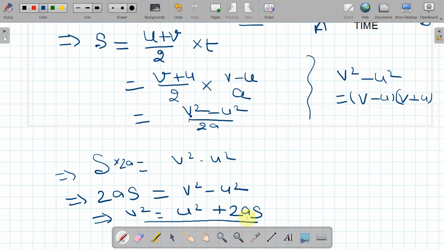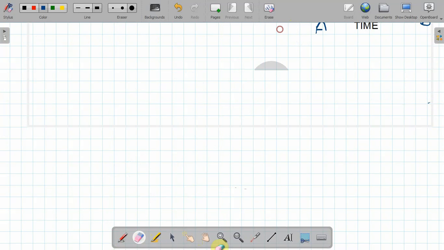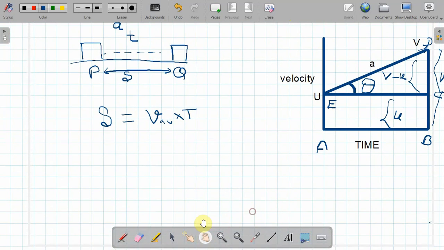So friends, we have learned all the three basic equations of motion, that is V is equal to U plus AT, S is equal to UT plus half AT square, and V square is equal to U square plus 2AS. So now I am going to share some tips for the application of these basic equations of motion, which will be very helpful while solving the numericals.